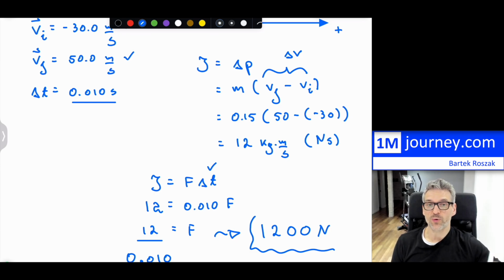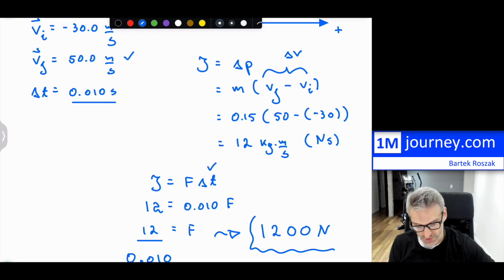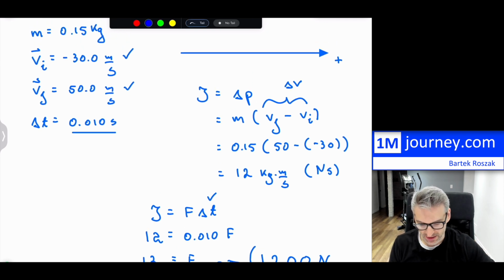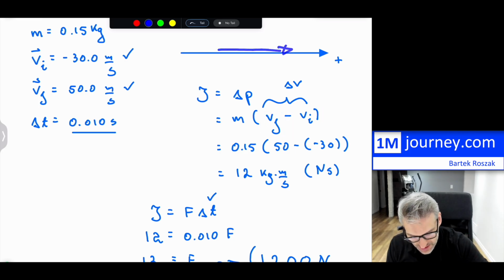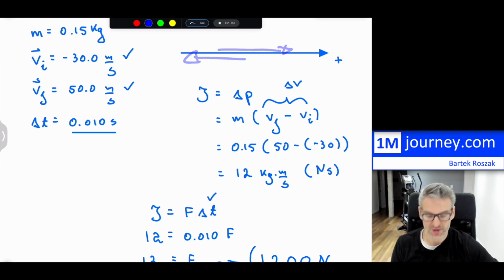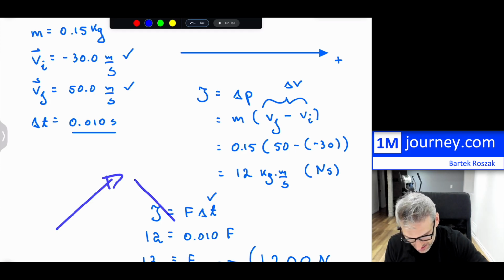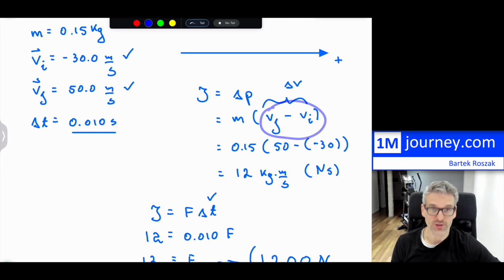So now we have an idea with respect to impulse. Now, please note and keep in mind that when you are doing these calculations, these velocities don't have to be collinear. They're not necessarily going in just one direction or the other. They can be at an angle. For instance, you can have one going like this and one going like that. And then this would be a vector subtraction.